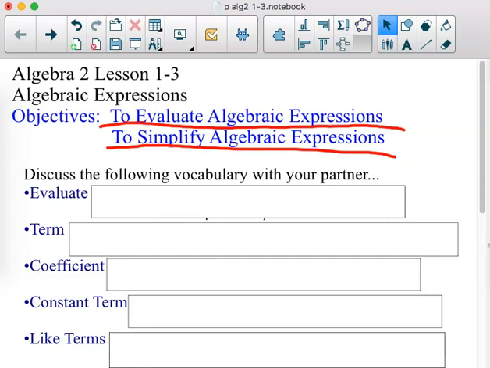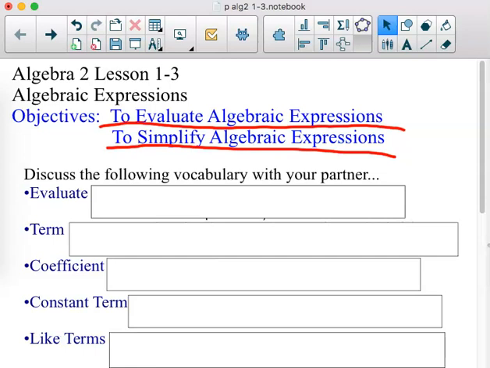Grab your note packets. Your note packets for this chapter had an ivory, I guess kind of a light tan, first page on them that's labeled 1-3. And those are the objectives that, again, at the end of the lesson, you want to say, oh, yeah, I think I got that. I know how to evaluate and simplify algebraic expressions.